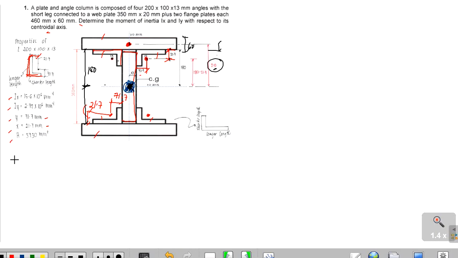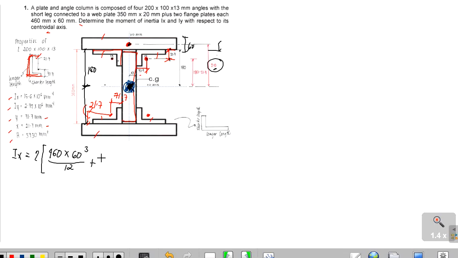Okay, so solving for the moment of inertia Ix, that is equal to, we start with the flanges. So we have 2 flanges. Since symmetrical at the top and bottom, times 2. Times B is 460 times H, 60 to the cube over 12. Plus, since the centroid of the flange is at a distance of 210 from the center of the whole section, we have to transfer our flange. So, to transfer that, we have A d squared.